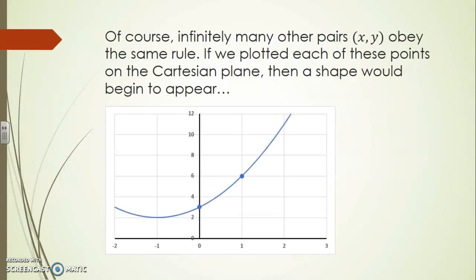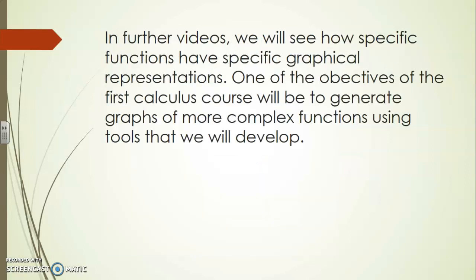Of course, infinitely many other pairs, x, y, obey the same rule. And if we plotted each of these points on the Cartesian plane, then a shape would begin to appear. In future videos, we'll see how specific functions have specific graphical representations. It's actually one of the main objectives of the Cal 1 course to be able to generate graphs for more complex functions using tools that we'll develop.